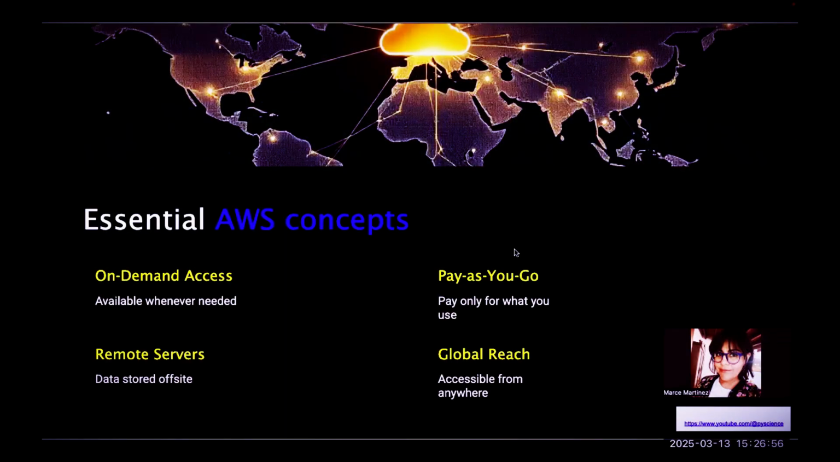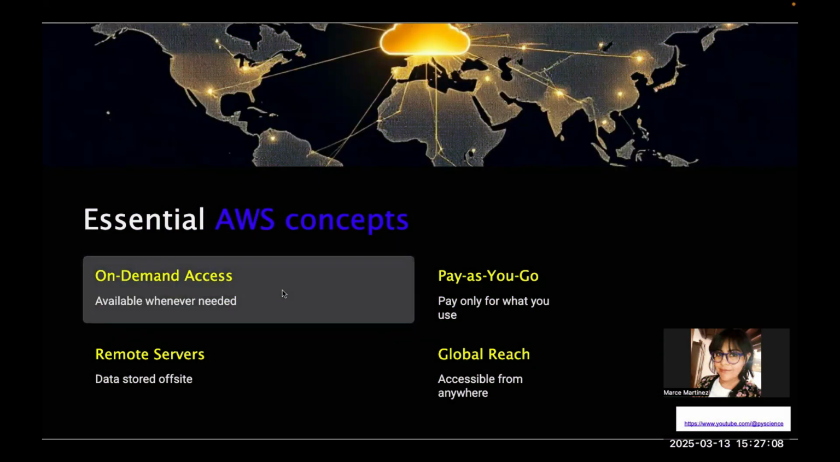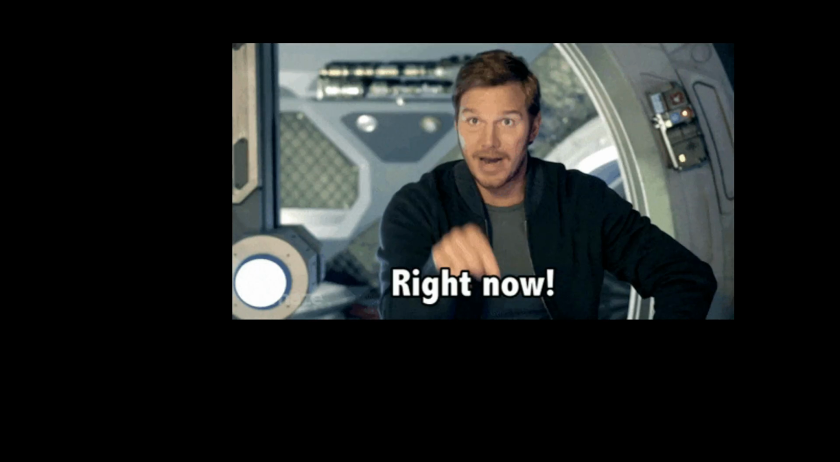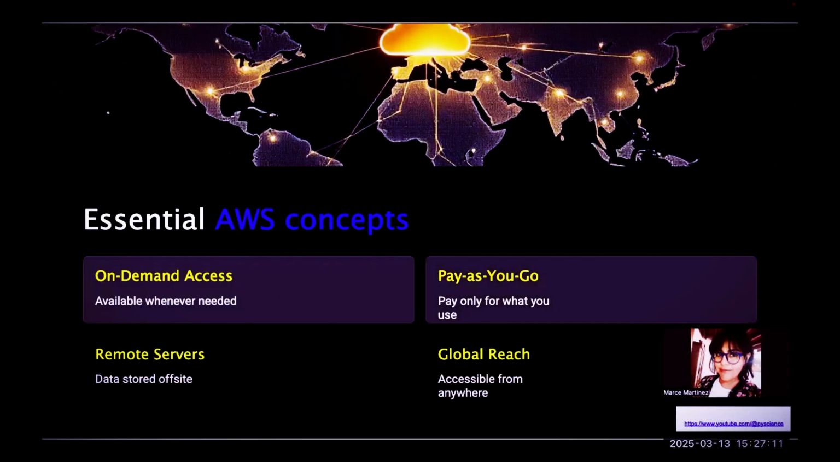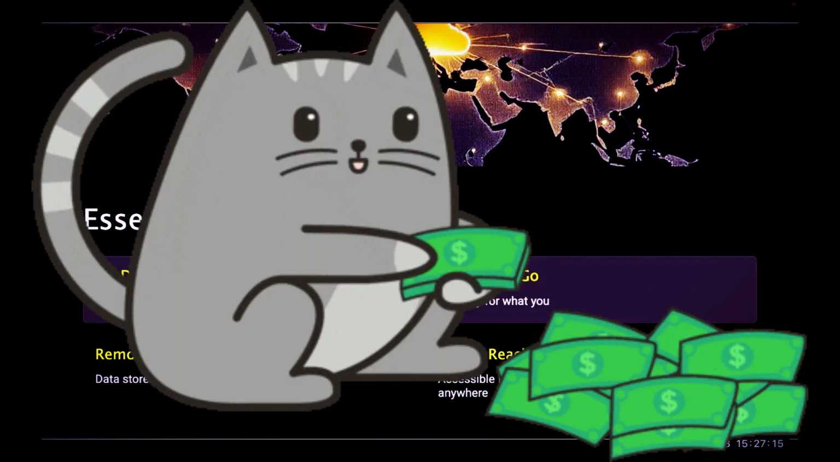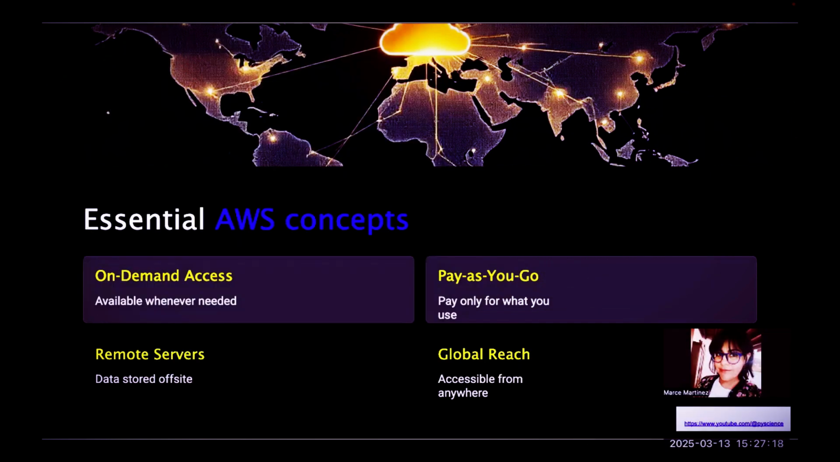Talking about four cloud concepts, I would like to start with the first one, called on-demand access. On-demand access means that services are available whenever they are needed. Then we have pay as you go, and it's really explained by itself. It means that the user only pays for what the user uses or consumes.